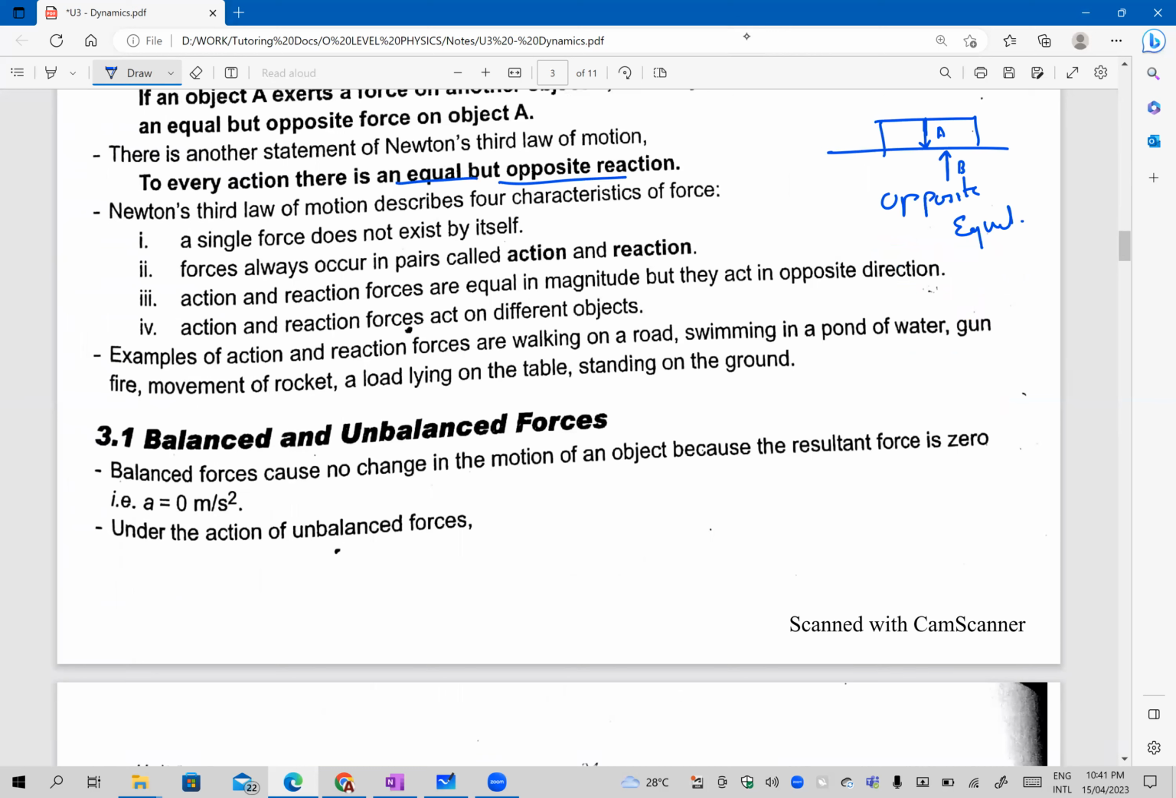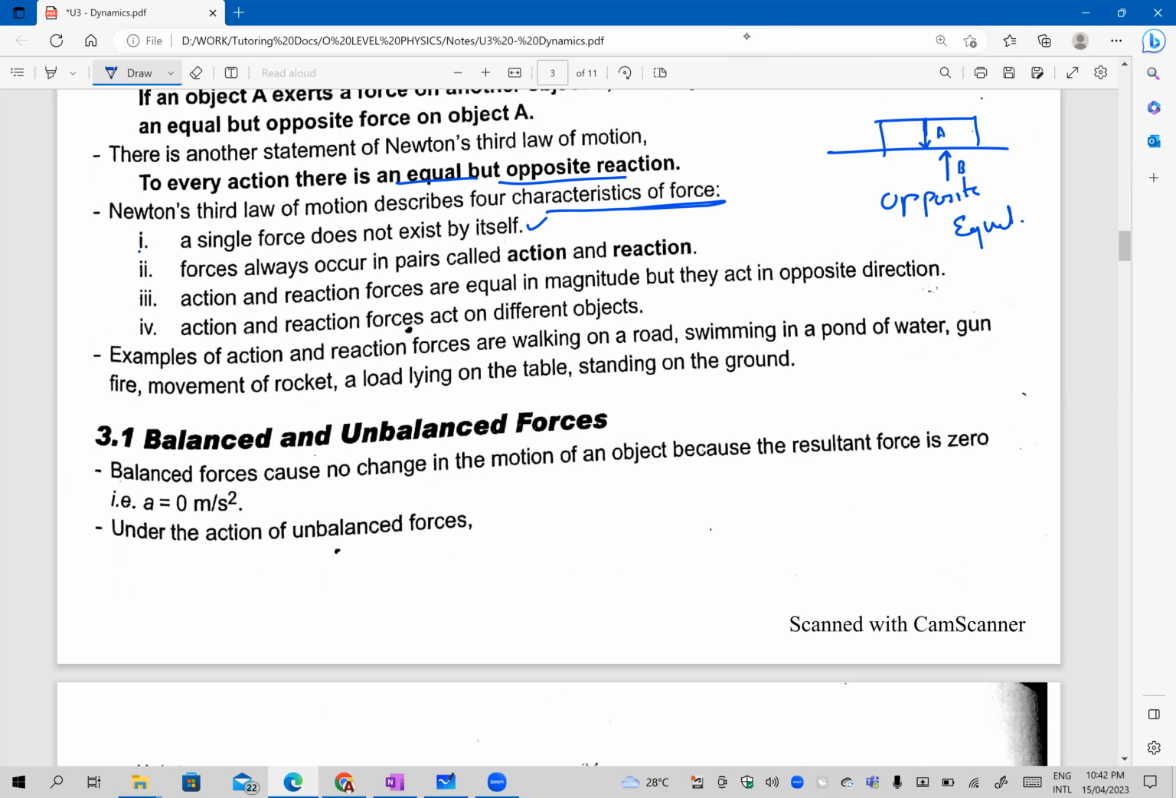Newton's third law of motion describes 4 characteristics of force. Now, what do you understand about the force from this law? Number 1, a single force does not exist by itself. Look at this first law. A single force does not exist by itself, which explains that there is always another force to the single force.